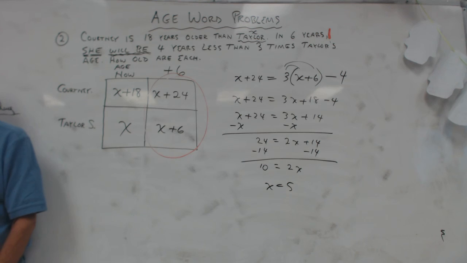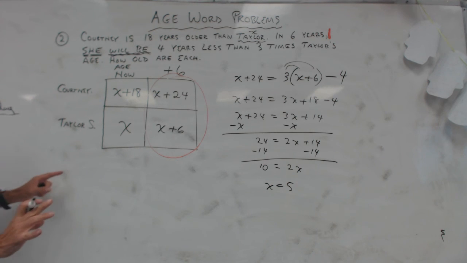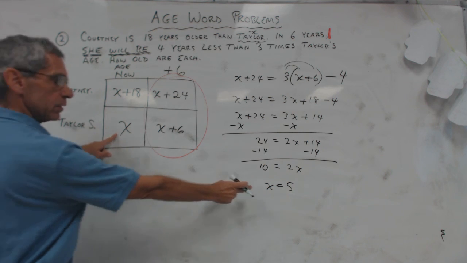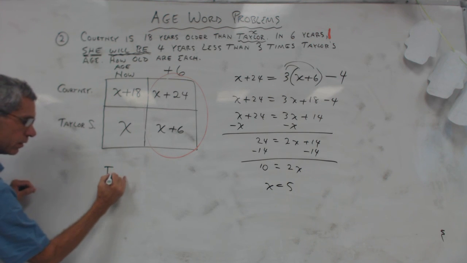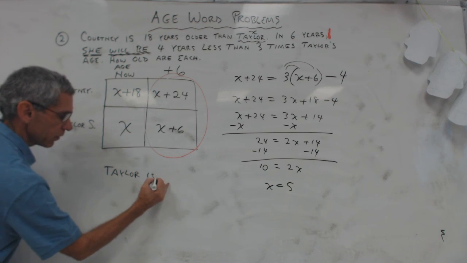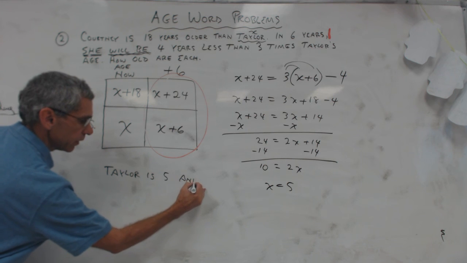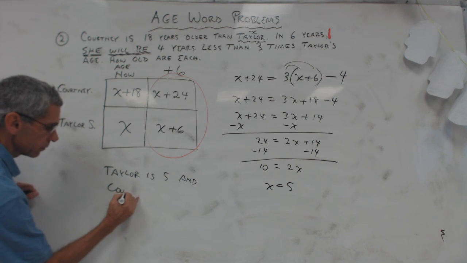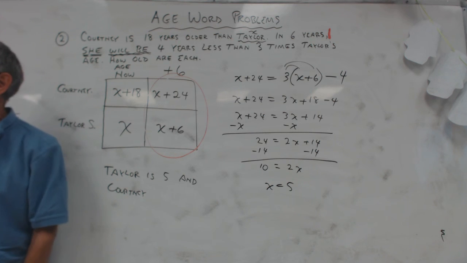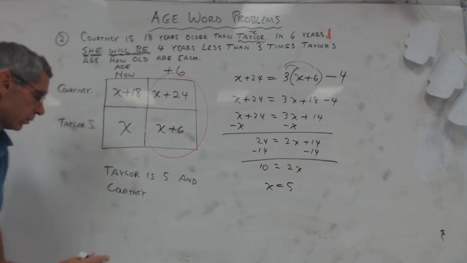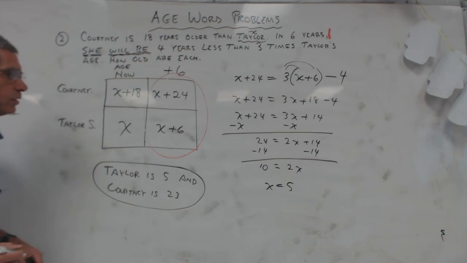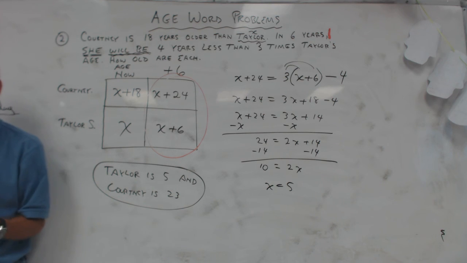Okay, so I'm done, right? No. Oh no, this is a word problem. Right. So Taylor is X. So Taylor's 5. Taylor is 5, and Courtney is, oh dear, this is going to be hard. 5 plus 18, oh my God. 23. You're right, Courtney is 23. Don't look at me. And I put it in a circle. Now I'm done.